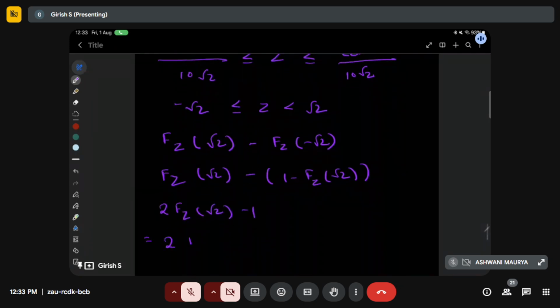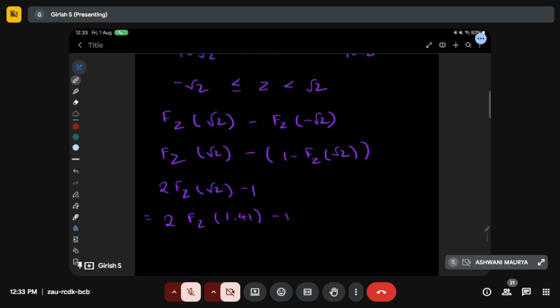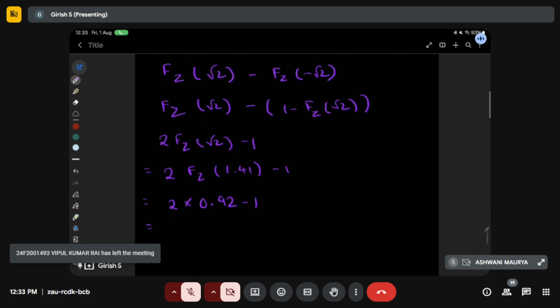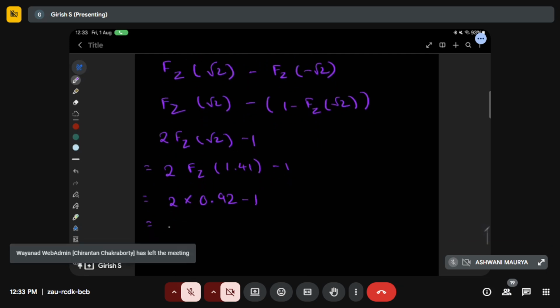That is nothing but 2 into fz of 1.41, I suppose. So can we replace this with the value given in the question? So this becomes 2 into 0.92 minus 1. So what is it? 0.84.